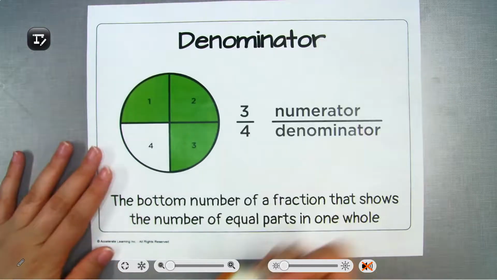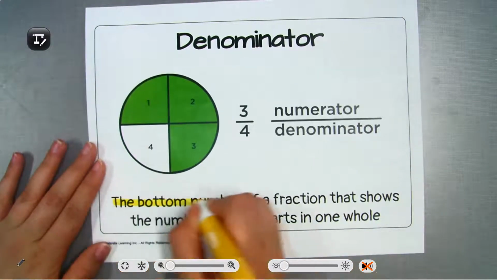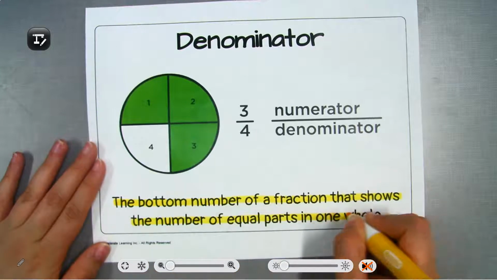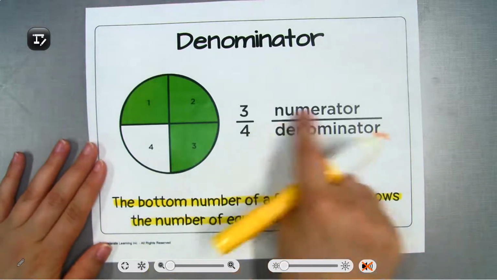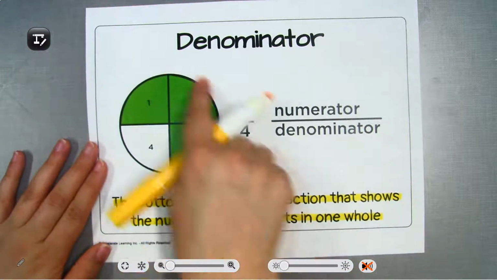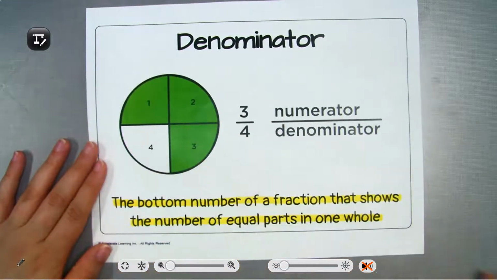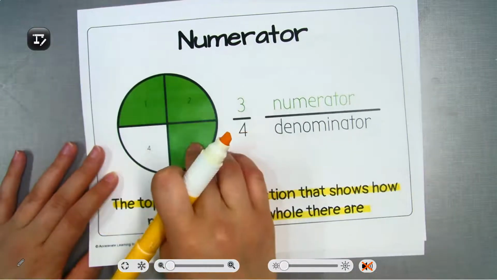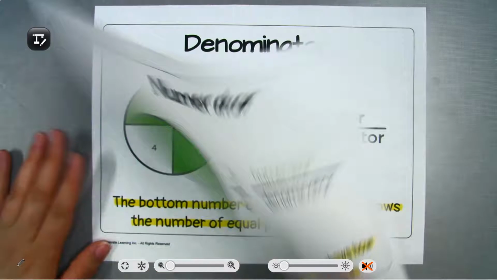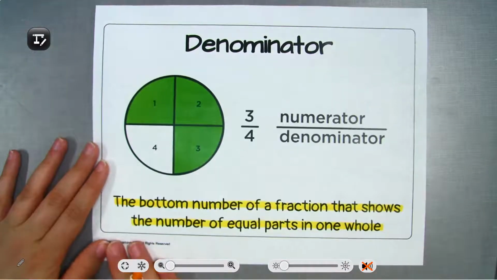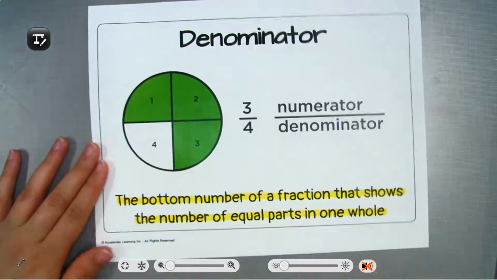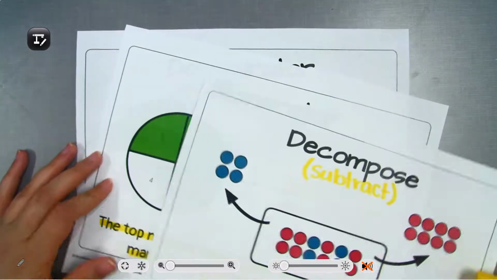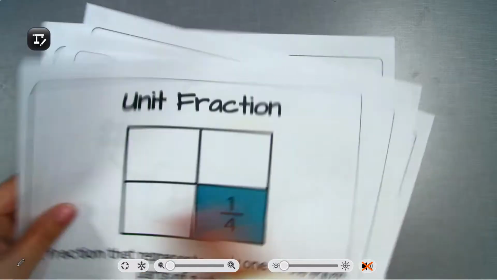Our denominator is the bottom number of the fraction that shows the equal parts in one whole. So the denominator is showing us how many are in the whole. The numerator is showing us how many parts we're picking. The denominator is showing how many equal parts in one whole. Okay. Today we're going to be talking about unit fractions.